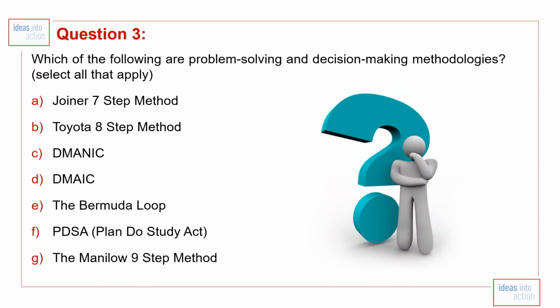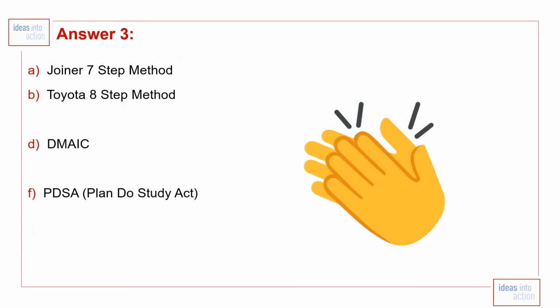Which of the following are problem-solving and decision-making methodologies? And you should select all that apply. So A. The Joiner 7-step method, B. The Toyota 8-step method, C. DeMannick, D. DeMayick, E. The Bermuda Loop, F. PDSA, Plan Do Study Act, or G. The Manalo 9-step method. A few seconds to think there, and the correct answer to number 3 is A.